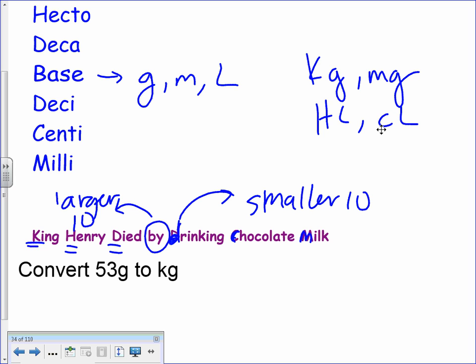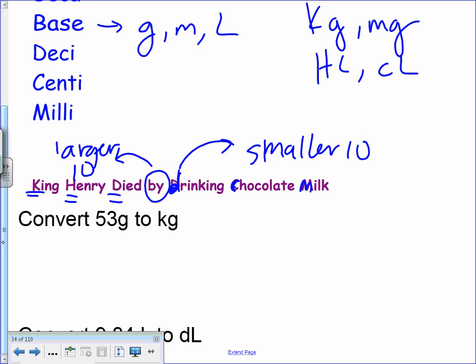And I'll show you how we're going to work with them a little bit today, but we're going to start something called dimensional analysis, which is like chemistry math, tomorrow or Thursday. Chemistry math is a little tiny bit different than regular math, and it's just a way that we process the problem. So in your normal life, when you're converting 53 grams to kilograms, how would you normally do that?